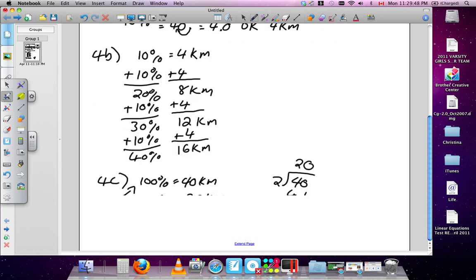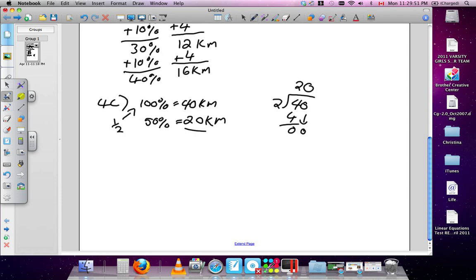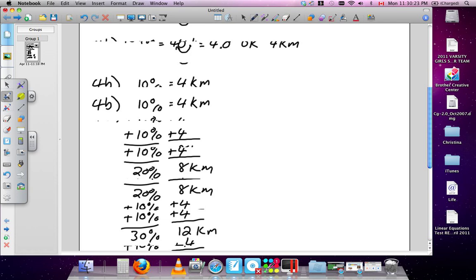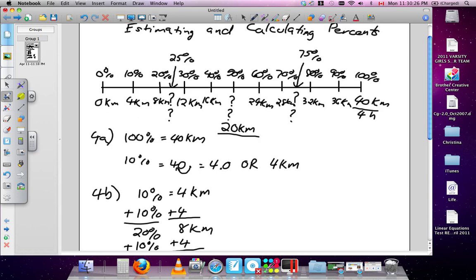Well, now that I have my 50%, I know that 25% is actually half of 50. So I know 50% is equal to 20 kilometers. To find 25%, I just need to half 50. If I half 20, so 20 divided by 2, I'll quickly do this for you, is 10. So I know that 25% of this trip is 10 kilometers because I just halved my 50. So my 20 right here is 10 kilometers. That's what 25% of the trip is.